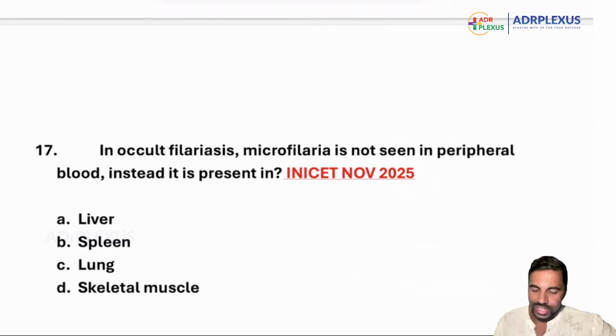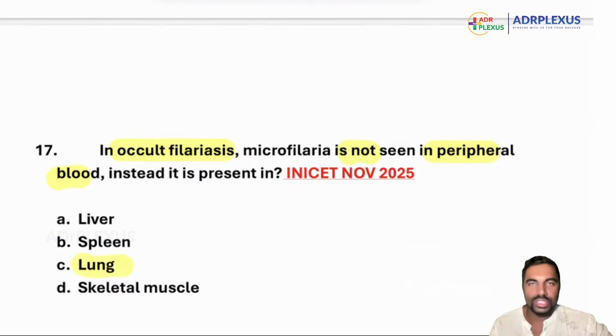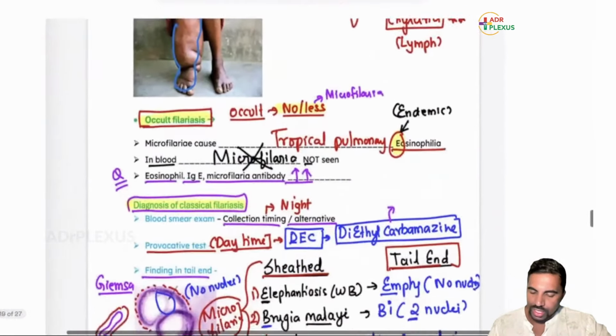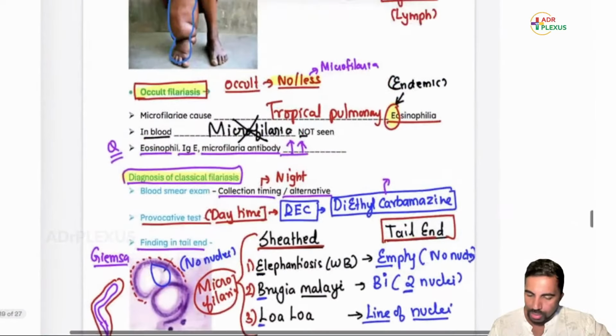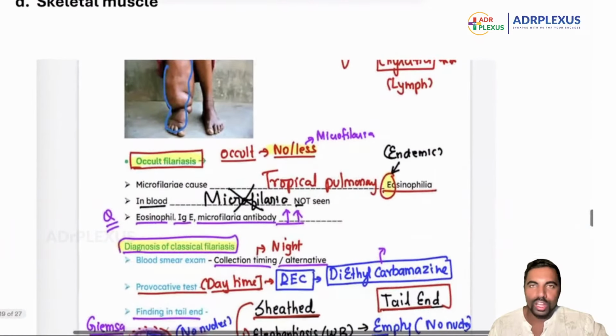In occult filariasis, again I stress this, microfilariae are not seen in the peripheral blood, we told. Instead, the other name for the disease is tropical pulmonary eosinophilia. So it is mostly lungs, but it can be lymph nodes and sometimes kidney. Here, lung was mentioned clearly, so that is the most common one. Go to elephantiasis and see.